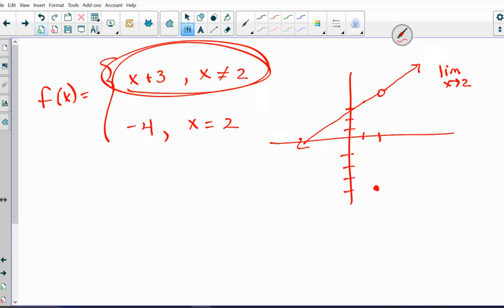It matters for function value, but not limit. Like if I said, what's f of 2, you'd say -4. But the limit part is not. Is what? Say it again. Like if you're on this graph walking along, you're not approaching that dot, right? Okay.